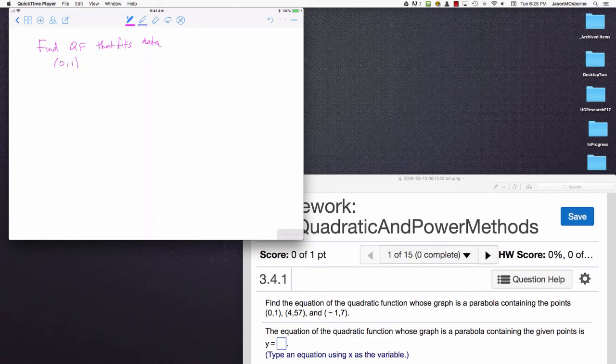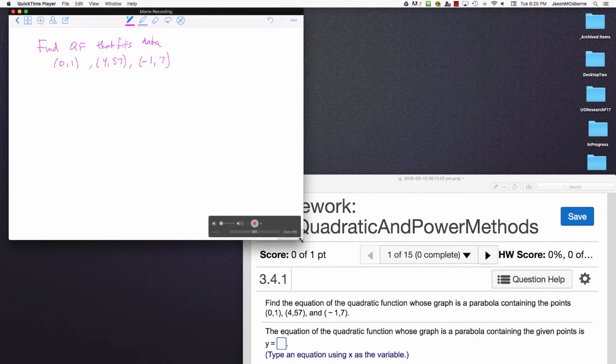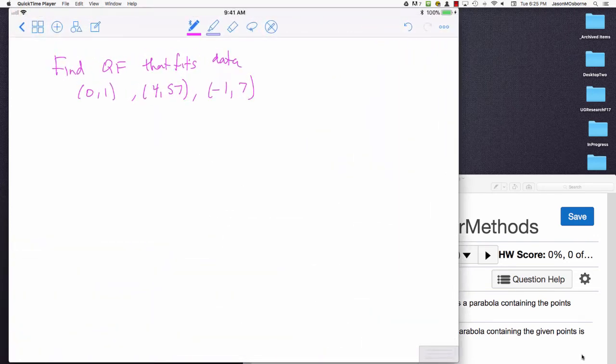0, 1, 4, 57, -1, 7. Okay, let's see if we can do this problem by hand. And then we can check our answer in Excel if you wish.